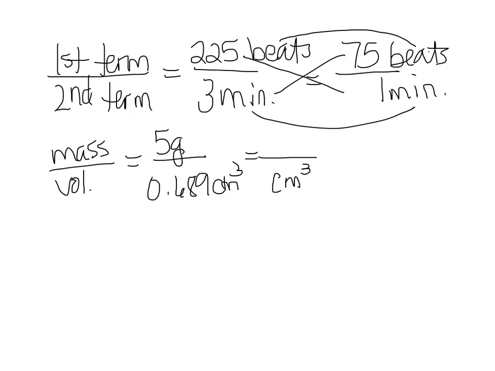We need to do a unit rate. So we're going to go 1 times 5 is 5, divided by 689 thousandths is 7 and something. 7.256. Okay, round to the nearest hundredth. 7.26 grams per centimeter cubed is the density of the nickel.